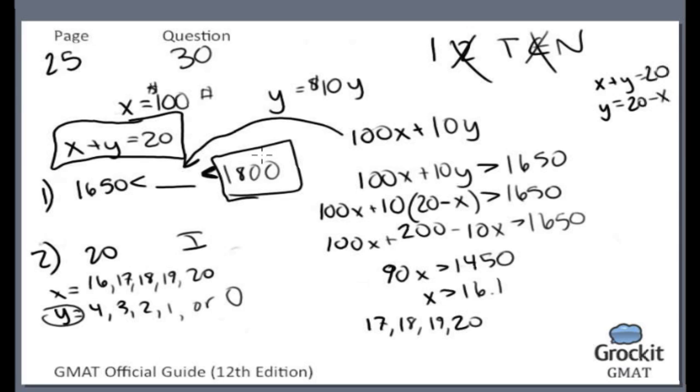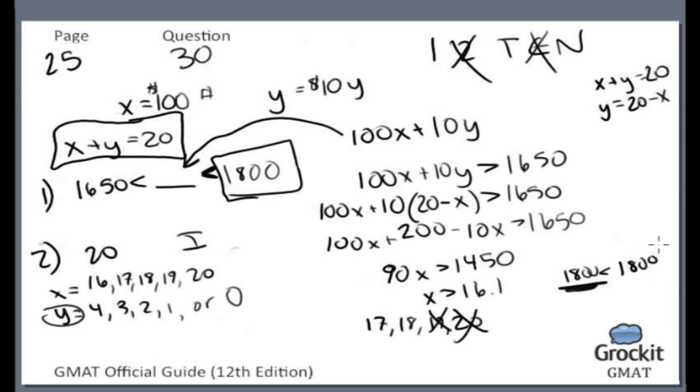So whatever it is, the total value of the $100 gift certificates cannot be more than $1,800. It can't even equal $1,800. So there can't have been 20 sold. That gives us $2,000. If there were 19 $100 ones sold, that puts us at $1,900, which is not less than $1,800. If there were 18 sold, $1,800 is not less than $1,800.